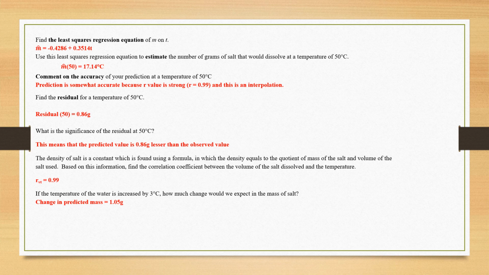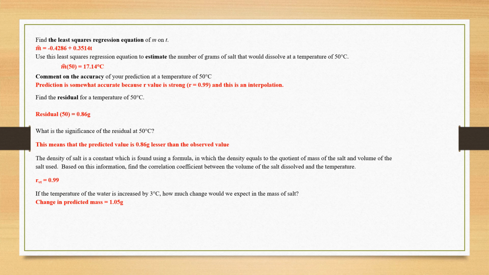Find the least square regression equation of M on T. So M on T meaning it tells you M is Y and T is X. Understand? So when you put it into the calculator, you must put it in the right order. M is Y and T is X. Use this least square regression equation to estimate the amount of salt dissolved at 50 degrees Celsius. So you plug 50 into the equation and predict.